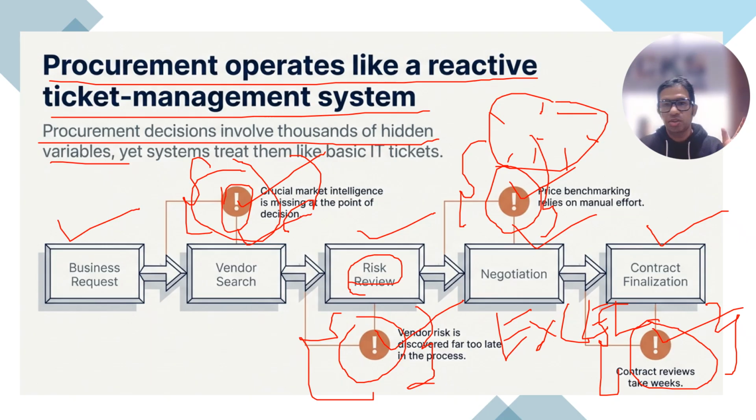Instead of search first, intelligence later, we do intelligence first, decision next, with market signals, risk signals, compliance checks, and contract clause intelligence brought up front. And that's exactly what I'll show you in the next slide, how procurement becomes autonomous decision intelligence rather than reactive ticket processing.